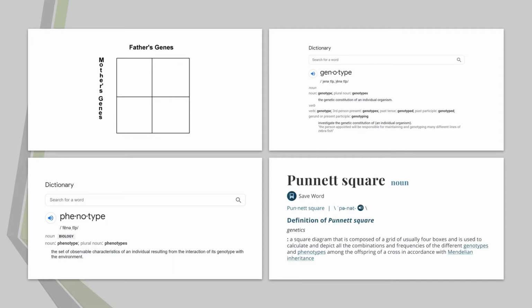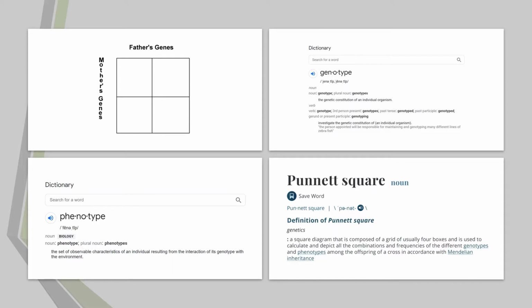A Punnett square is the diagram in the top left. It is a square diagram composed of a grid of usually 4 boxes and is used to calculate and depict all the combinations and frequencies of the different genotypes and phenotypes among the offspring of a cross involving Mendelian inheritance. So, a long, complicated definition for just saying it's a grid, usually of 4 boxes.